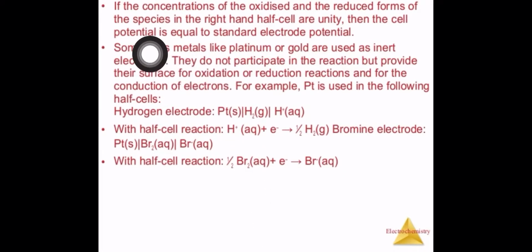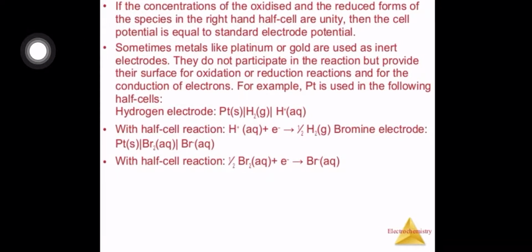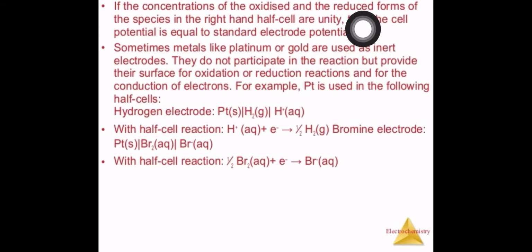So moving further, if the concentration of the oxidized and the reduced form of the species in the right-hand side of the cell is at unity, then the cell potential is equal to the standard electrode potential. As we know, one will be acting as an oxidation and one will be acting as a reduction. So if we are considering that the right side half cell is at unity, then the potential will be the standard electrode potential.